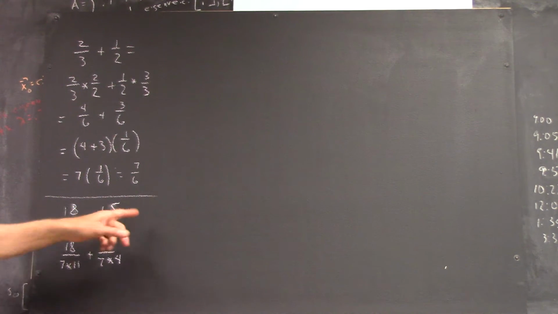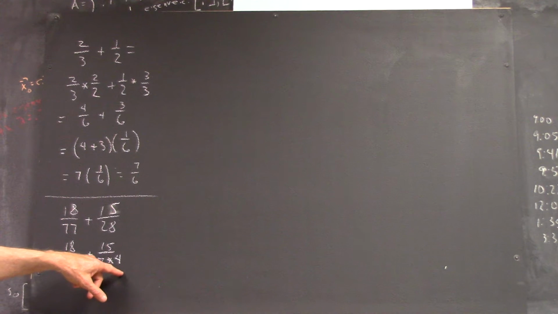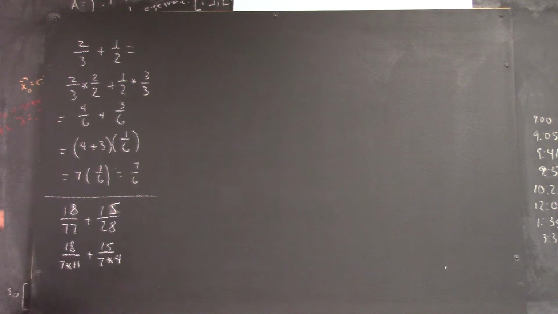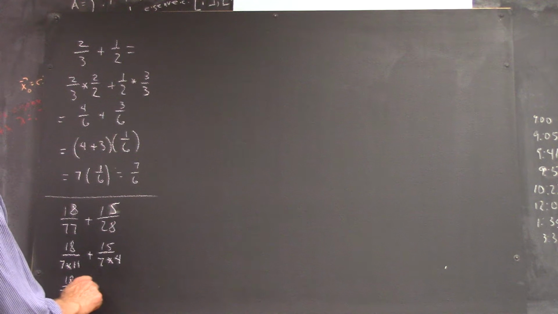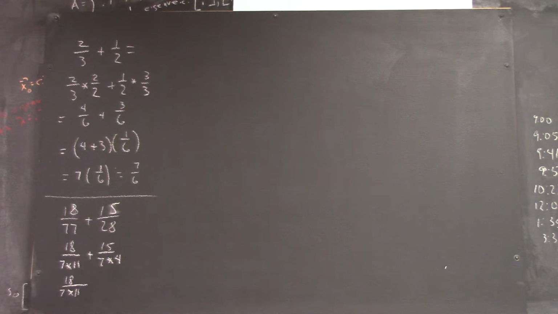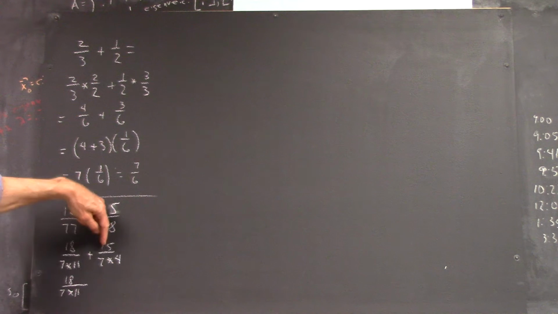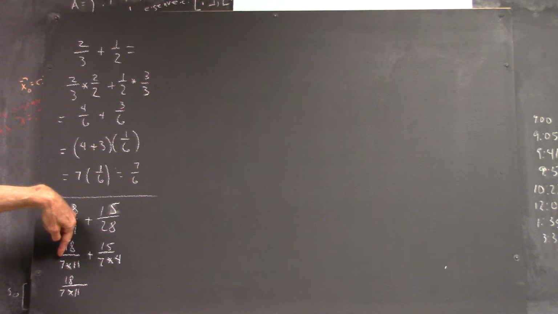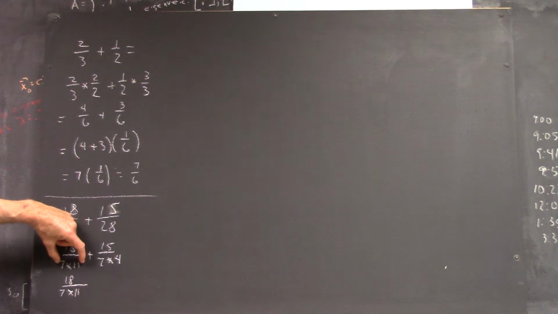Okay, in adding these fractions, if we recognize 7 as a common factor, I could write this as 18 over 7 times 11 and 15 over 7 times 4, right? Now, if I want the same denominator, what do I do? Well, I take my 18 over 7 times 11, and I want this denominator to have everything in it that's in the other denominator as well. Is there anything in this denominator that isn't in this one? What's in this denominator that you don't see in this one? 4. The 4, right?